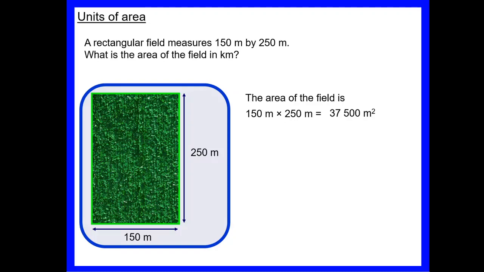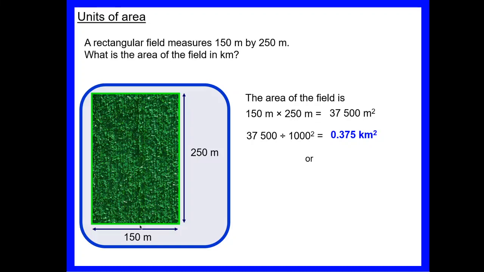So we know there are 1,000 metres per kilometre. So we would divide by 1,000 squared, remember, because it's in this direction and in this direction. So that's why it's 1,000 squared. And we get 0.375 kilometres squared.